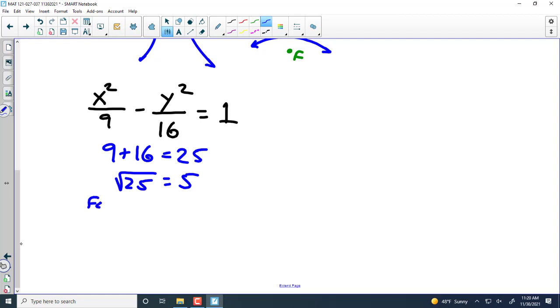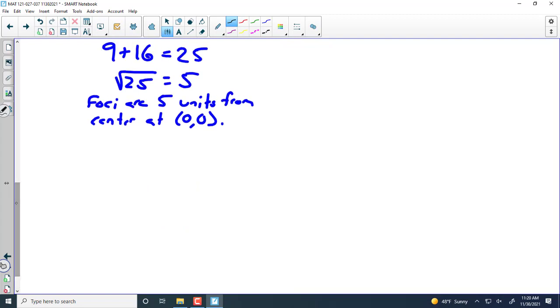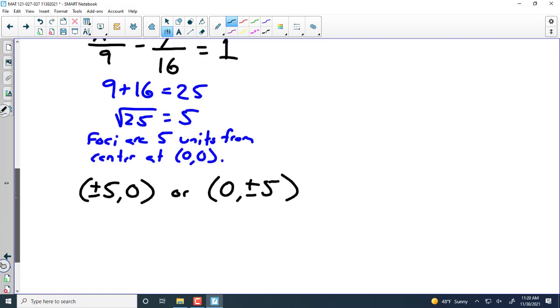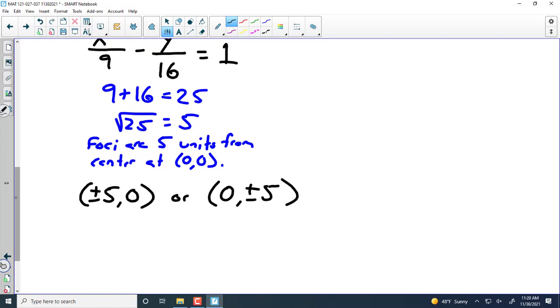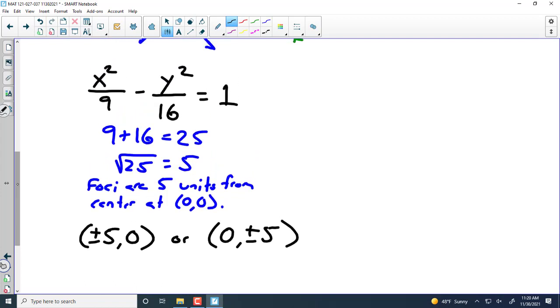That means foci are 5 units from the center at 0, 0. They are 5 units away from that. The question is this. Where are the foci? At plus and minus 5 comma 0 or 0 comma plus and minus 5? Why the first one? You're right. It's on the x-axis. And why does it have to be on the x-axis? Because it's the foci. Good enough.